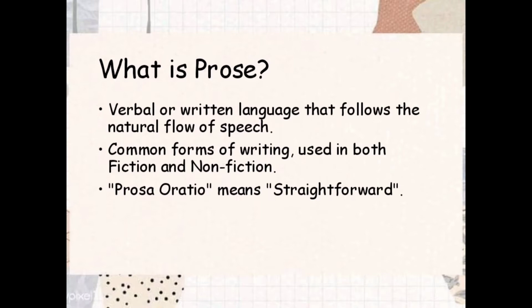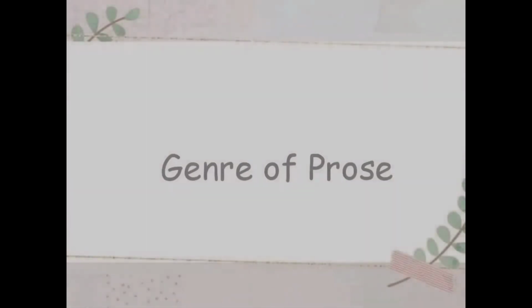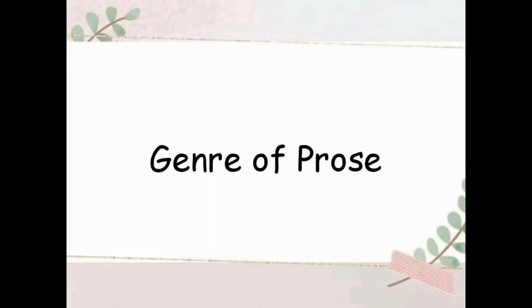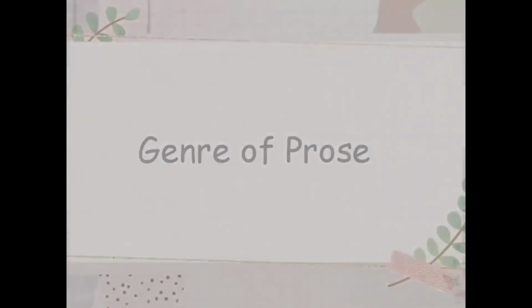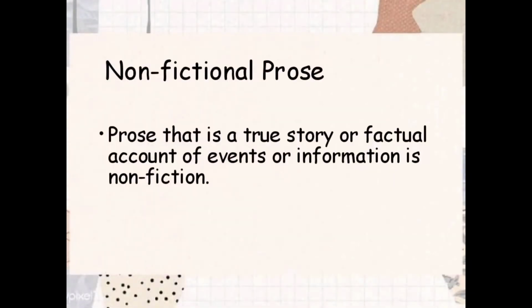Textbooks, lectures, novels, short stories, fairy tales, newspaper articles, and some of the essays. So those are the examples of prose. So let's continue. The genre of prose. So prose can vary according to styles and purpose. So there are four distinct types of prose that writers use.